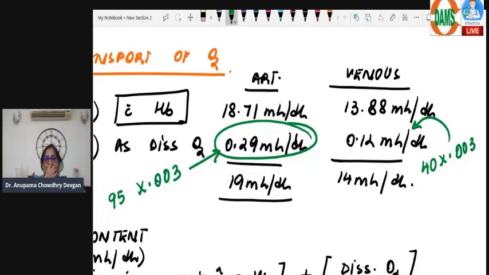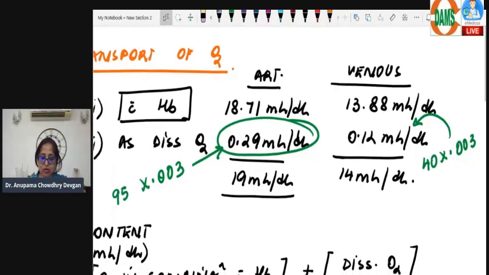How do you see dissolved oxygen? You're measuring it in millimeters of mercury. How to see how much that is in ml per deciliter? Multiply by 0.003. What is 0.003? It is the solubility. Whatever is the PO2, multiply it by 0.003. Take the PO2 in millimeters of mercury and multiply it by 0.003.